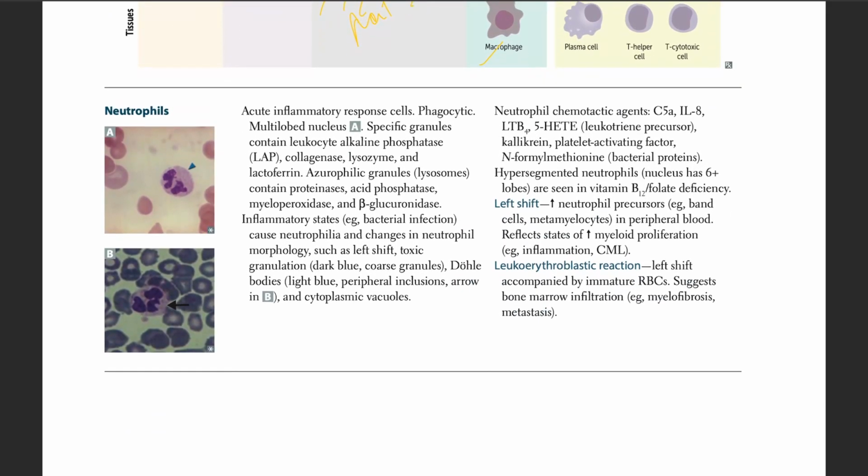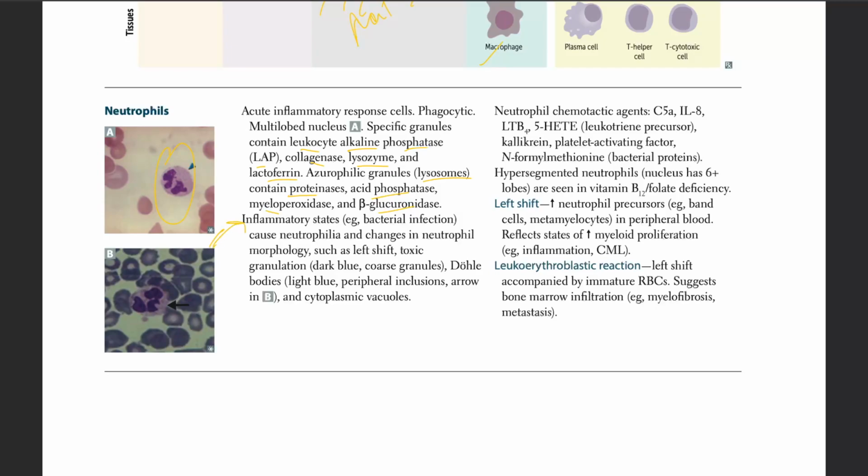Now let's talk about neutrophils. They are the acute inflammation response cells, phagocytic, with a multi-lobed nucleus. Specific granules contain leukocyte alkaline phosphatase (LAP), collagenases, lysozymes, and lactoferrins. Azurophilic granules contain lysozymes, proteinases, acid phosphatase, myeloperoxidase, beta-glucuronidase.